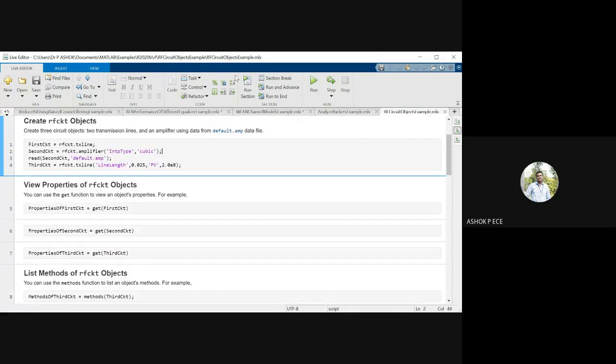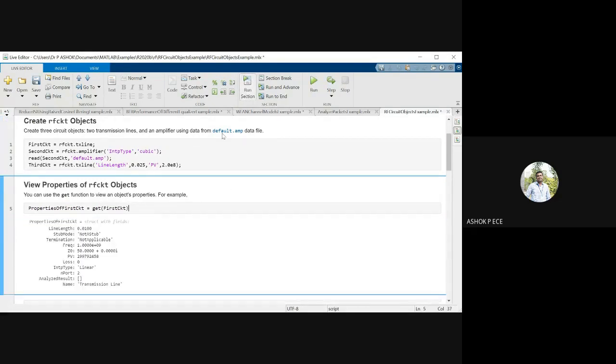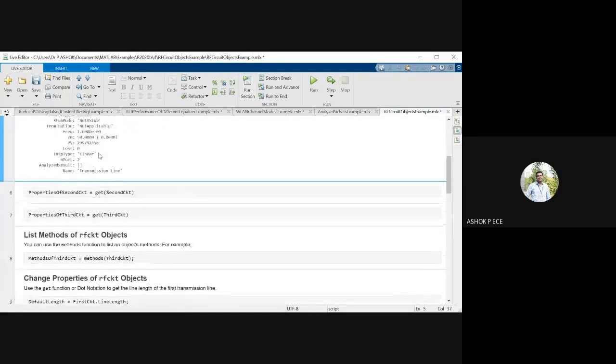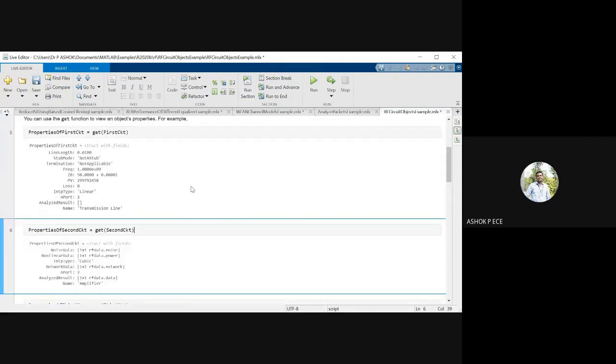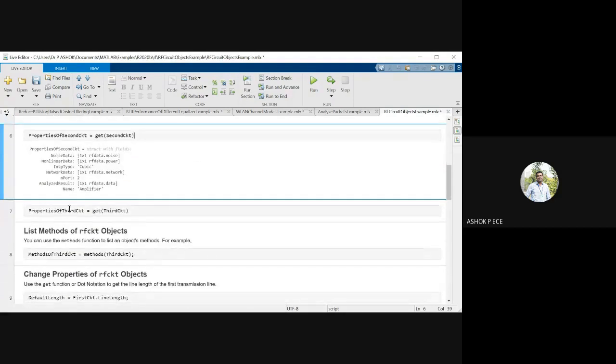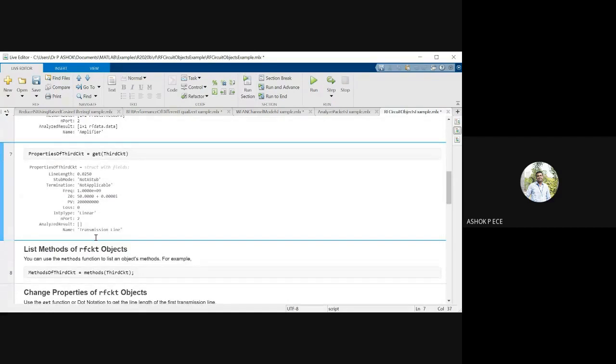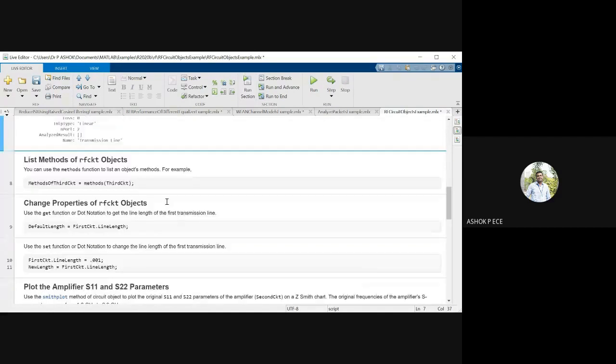Now I'll just run this section. It is run, so I'm getting the properties of the first circuit. See here, the properties are coming: velocity, Z0 is 50, frequency is 1 gigahertz. Everything is designed. For the second circuit, the amplifier, all the amplifier parameters are coming. For the third circuit, again, whatever we have given, everything is taken.